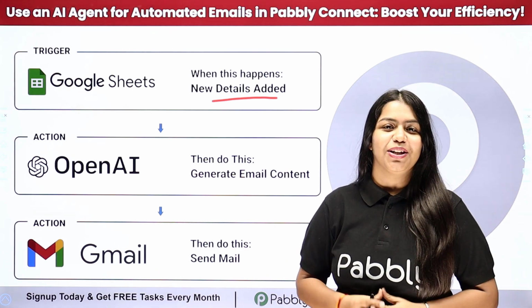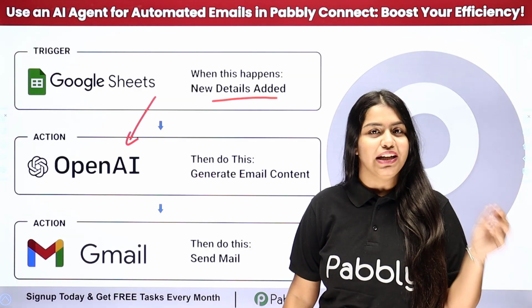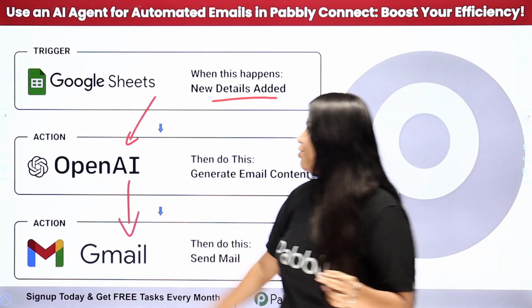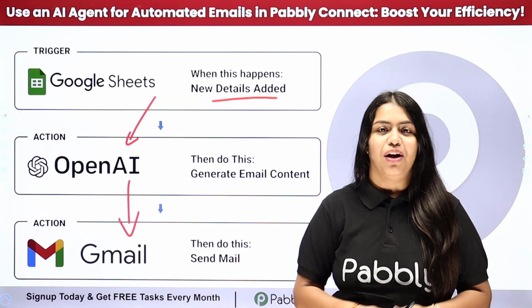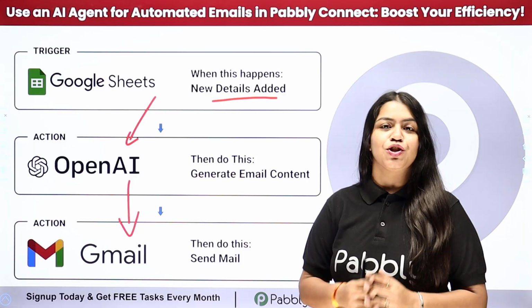So to do this, we are simply going to create a connection between Google Sheets and our AI agent, which is OpenAI, and then Gmail. And to create this connection without knowing any programming or coding language, we are going to use Pabbly Connect. It is an amazing automation software.